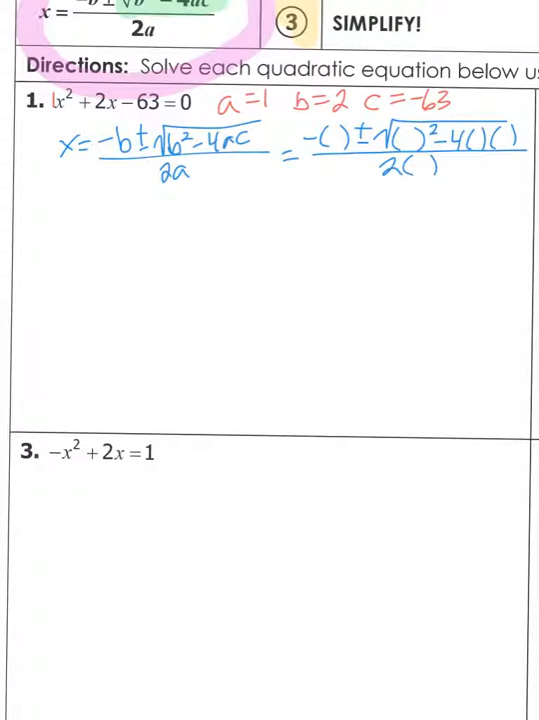All right, so then we're going to plug in our values. So b is going to go here, and so our b is 2. So 2 goes here and here. And then next is a. So a is going to go here, and a is going to go here. So I'm going to put a 1 in for here and here. And then finally, the only one left is our c. So our c is negative 63. Squeeze it in there. And we're ready to go.